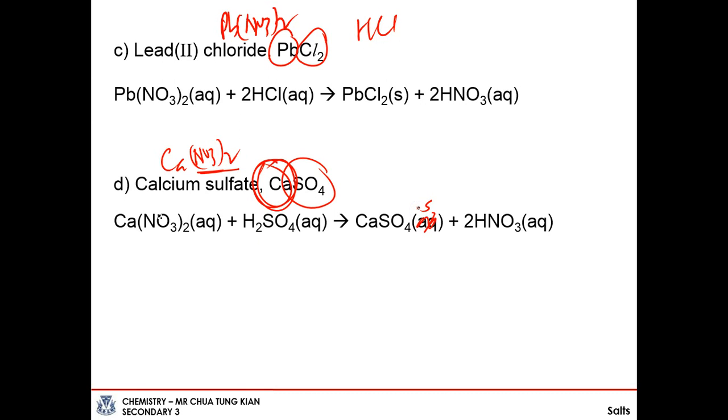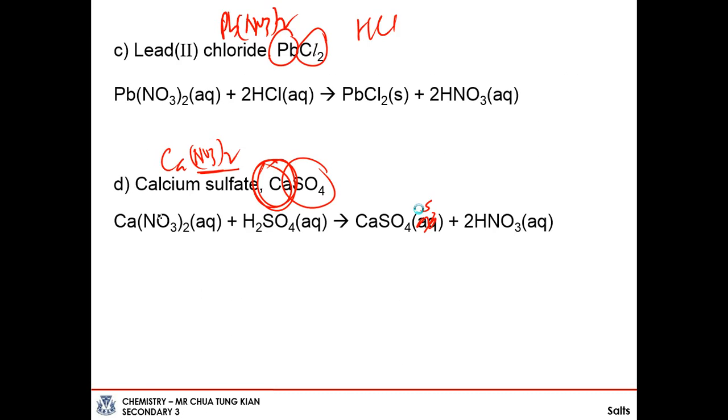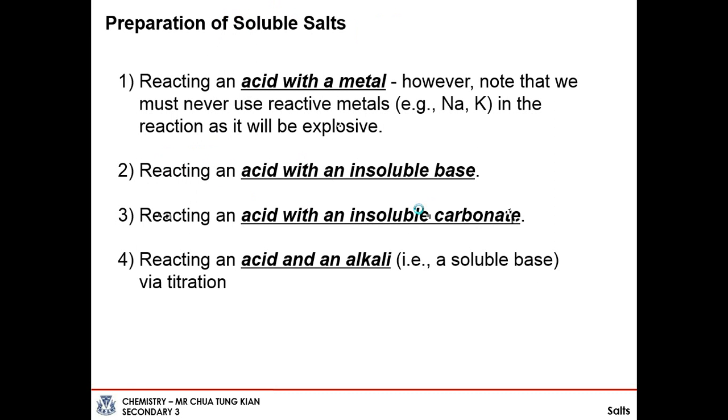Alright, so the first method allows us to prepare insoluble salts by precipitation. There's another method which we can use as well. There are a few more methods we can use to prepare different kinds of salts. In this case, it is soluble salts. So soluble salts are salts which are soluble in water. So this is a bit more tricky.